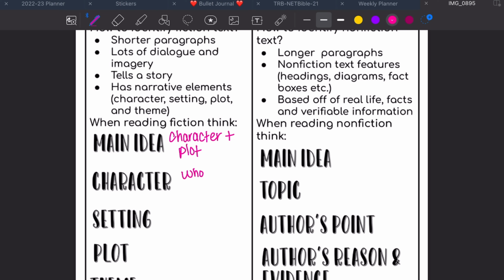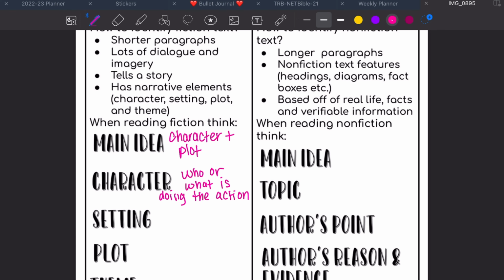So that's what we're thinking about as we're reading a fiction text. We're going to be thinking about who are the characters, and really who's the main character, and then what is happening, okay? We know our characters are who or what is doing the action, okay?